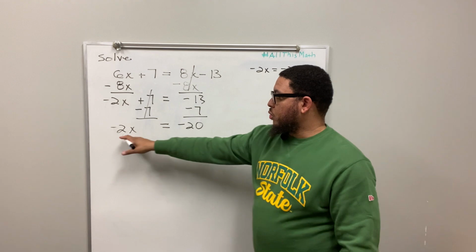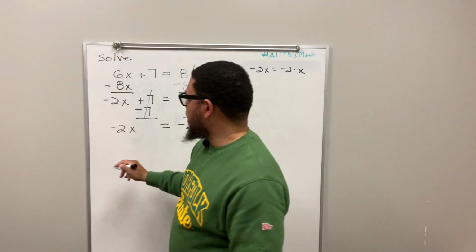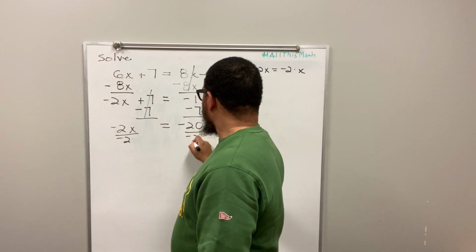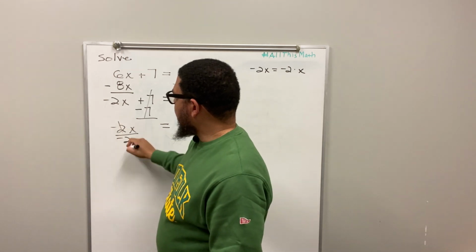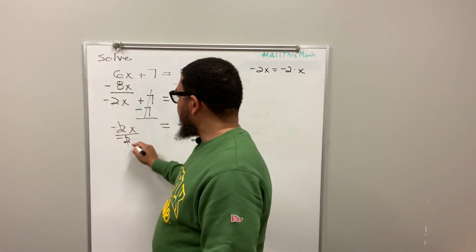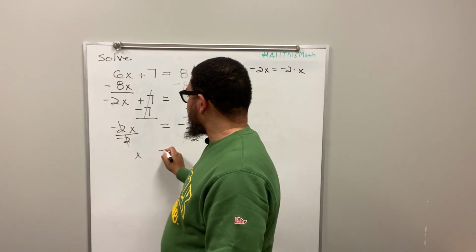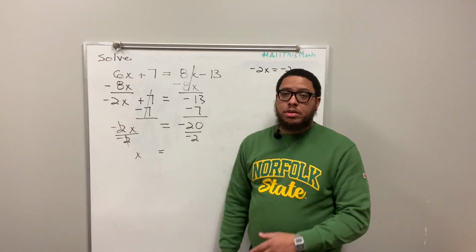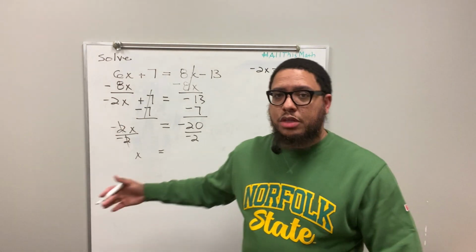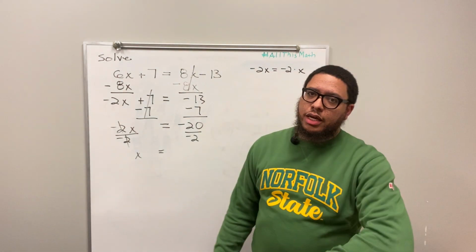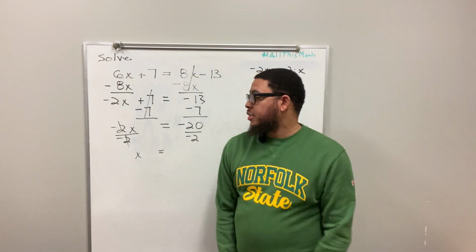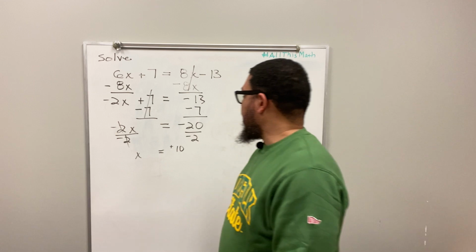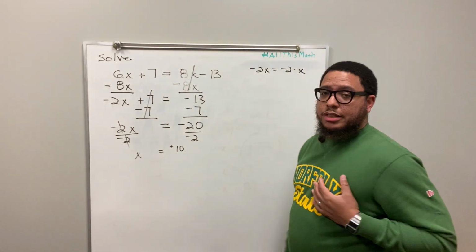All right? So the opposite of multiplication is division. Negative 2 over here, boom. Divide by negative 2 over here. Negative 2 divided by negative 2 is 1. That gives you 1x, which is just x. And we have negative 20 divided by negative 2. Remember, dividing a negative by a negative always gives you a positive. Just like multiplying a negative times a negative always gives you a positive. That's going to be positive 10. Right? Now, I think that's the answer.